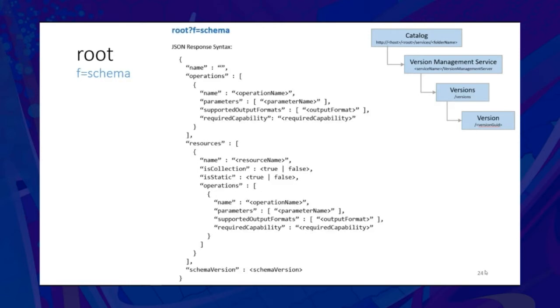You can pass in format equals schema to the root resource, and you can get different information back. You can get first an enumeration of all the operations with their names and parameters and all that. You can also get a list of the resources that are configured inside the service. And f equals schema is supported on all of our services.